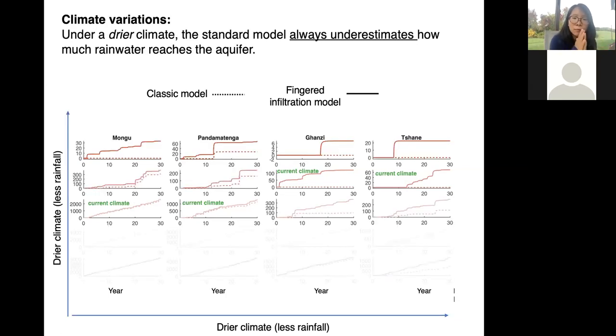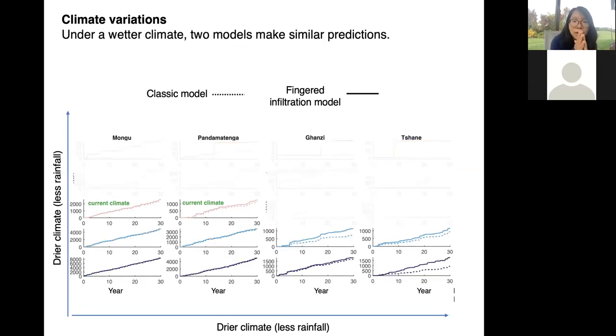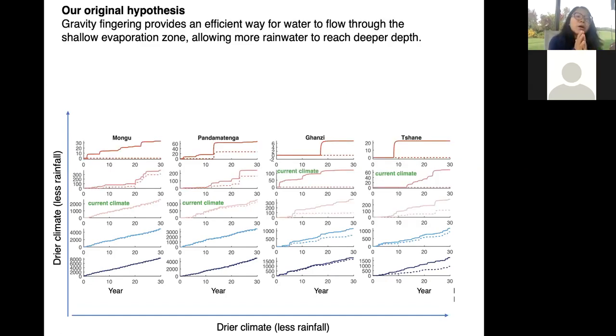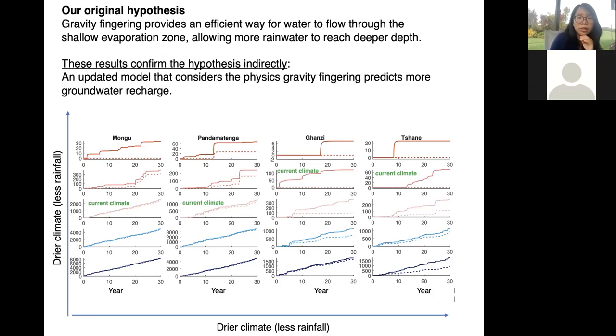Indeed, if we explore the rest of the parameter space, where we simulate climate variations for all the stations, we also see that under a dry climate the standard model always underestimates how much rainwater reaches the aquifer, and under a wetter climate both models tend to agree fairly well. So going back to our original hypothesis that gravity fingering provides an efficient way for recharge, we think these results indirectly confirm our hypothesis. That is, with an updated model that considers the physics of gravity fingering, the model is able to predict more groundwater recharge.